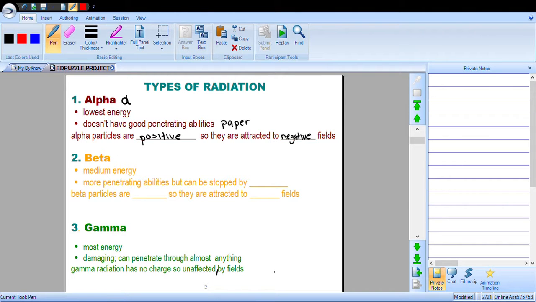The next type of radiation is beta. The best symbol for beta looks like this. Betas have medium energy, and they have more penetrating abilities than the alpha, but they can be stopped by materials like wood. Beta particles are the opposite of alpha particles, so they are negative and are attracted to positive fields.